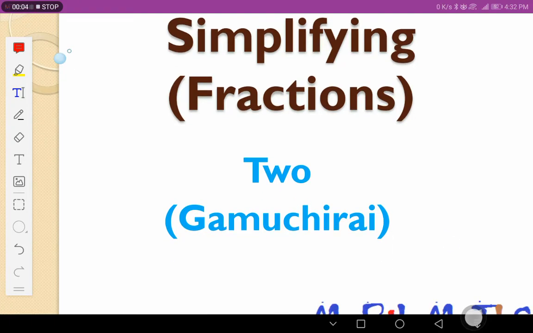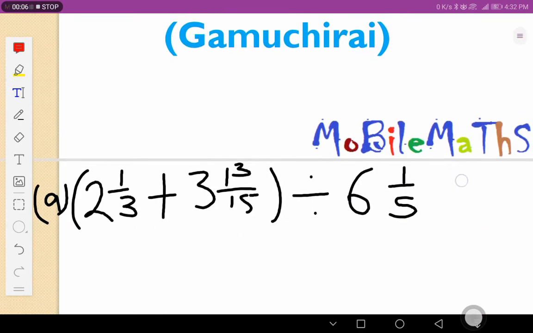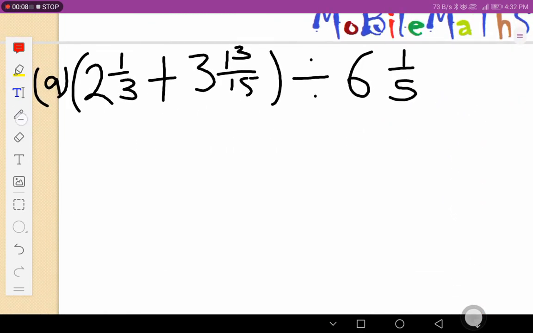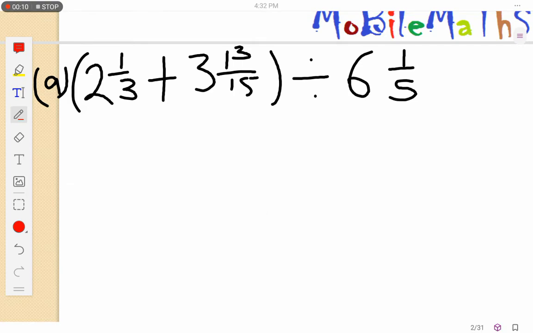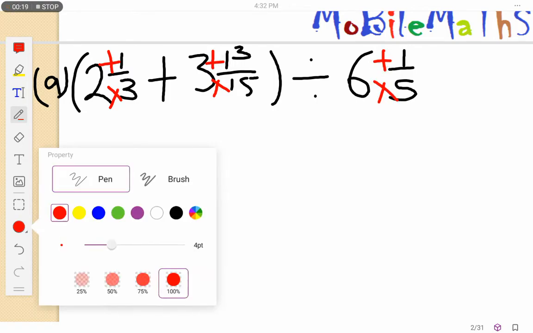Today I want us to look at simplifying fractions. Okay, so I've got these fractions. When you have such a fraction, what you do is multiply on the bottom, add on the top, multiply, add on the top, multiply, add on the top. Okay, so let's do that.